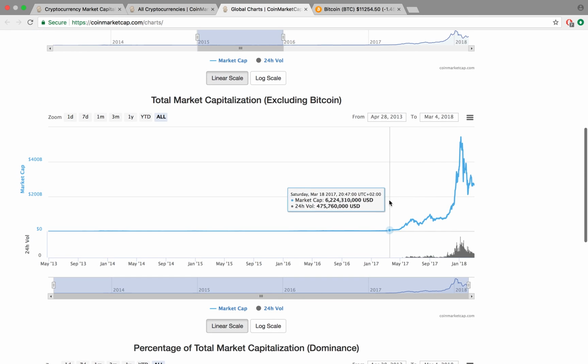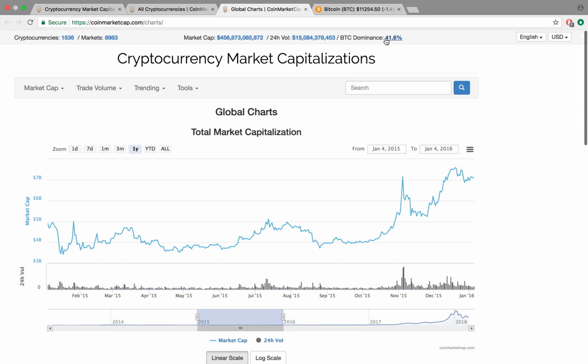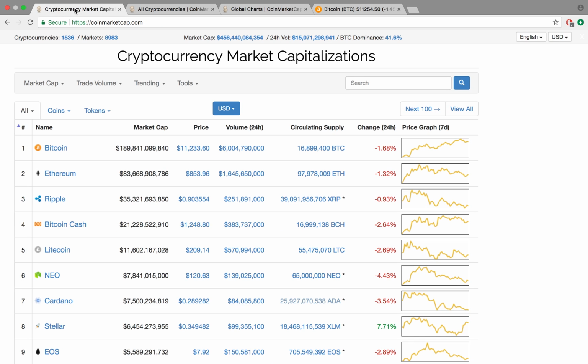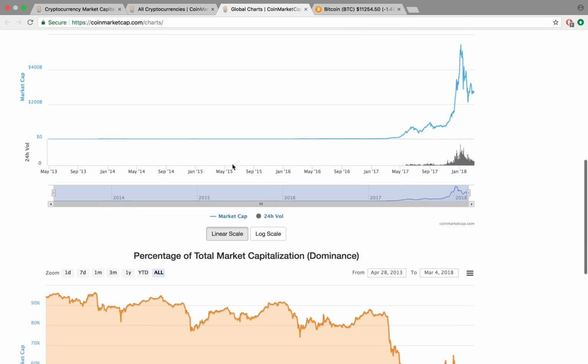Here's a market cap excluding Bitcoin. Bitcoin, as we can see up here, has 41.6% of the total market capitalization. So if we go back, we see that almost 190 billion is what Bitcoin is worth, whereas the whole market cap is 456 billion. So that's roughly 41.6%.